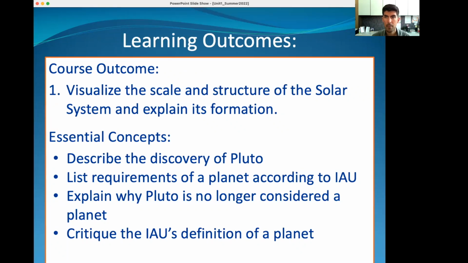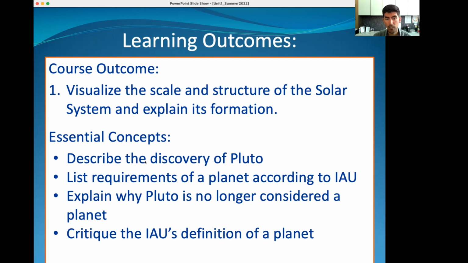In this lecture, I will be talking more about Pluto and why it is not a planet. This falls into the overall outcome for our unit, which is to be able to explain and visualize the structure of our solar system. But we're going to center our story today on Pluto.